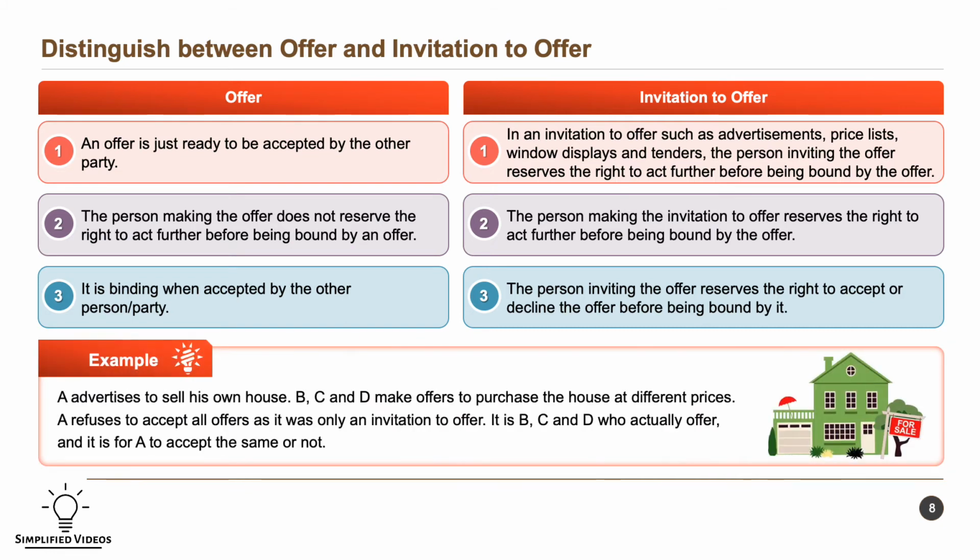For example, A advertises to sell his own house. B, C, and D make offers to purchase the house at different prices. A refuses to accept all offers as it was only an invitation to offer. It is B, C, and D who actually offer, and it is for A to accept the same or not.